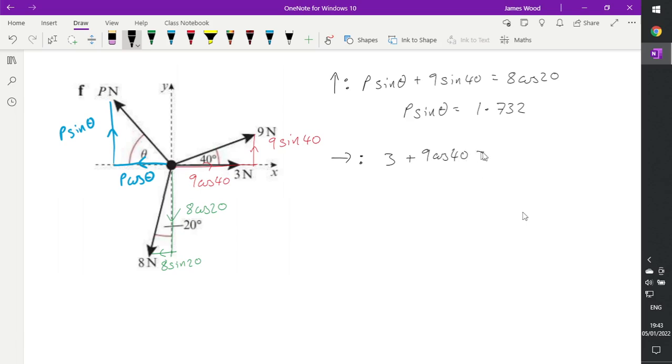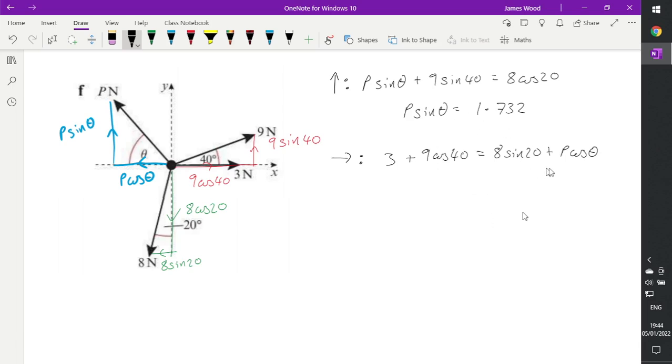And then we've got, that must be equal and opposite to this force plus this force here. So equal and opposite to 8 sine 20 plus P cos theta. We could write it, if it makes it easier, 3 plus 9 cos 40 subtract 8 sine 20 subtract P cos theta equals 0. And then rearrange it to this. Sometimes that makes more sense to do.